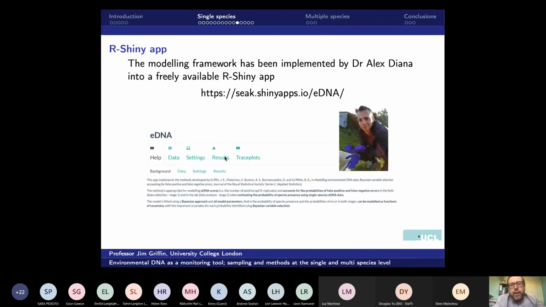Okay, so Alex has implemented these methods in the RShiny app. So you can download the RShiny app from the web address here.